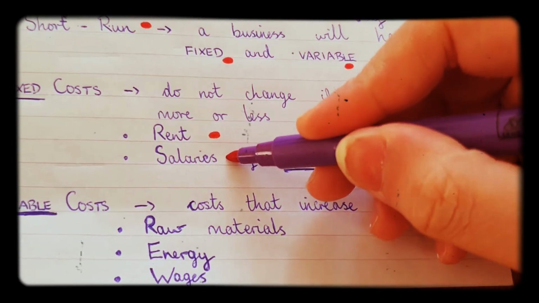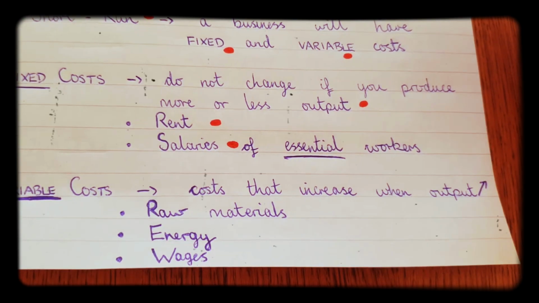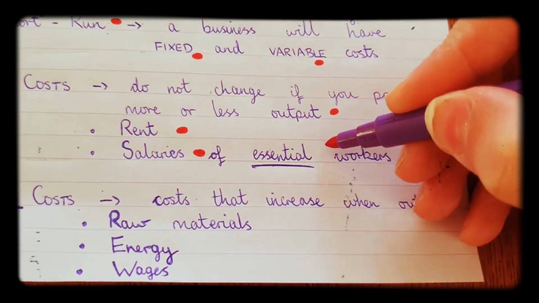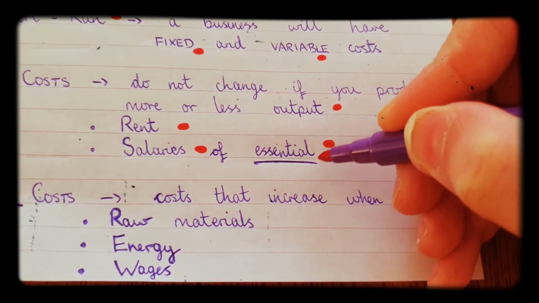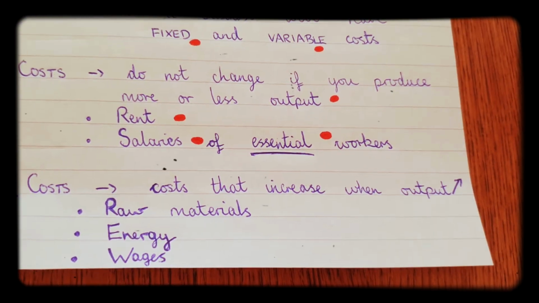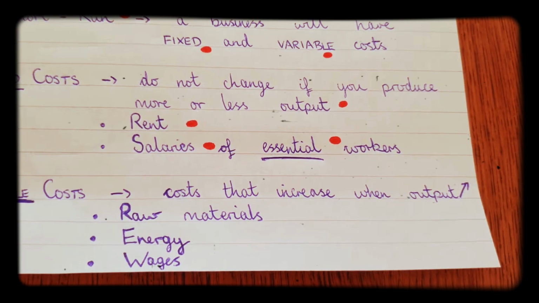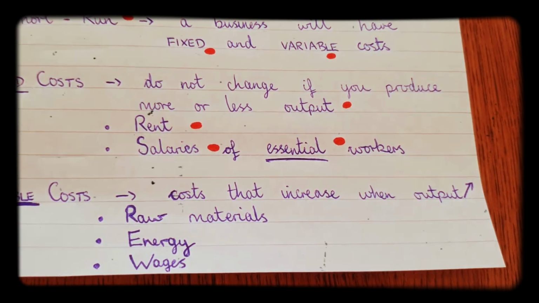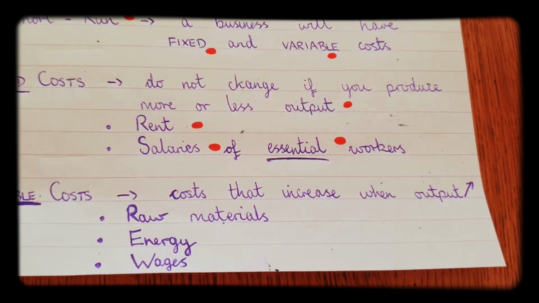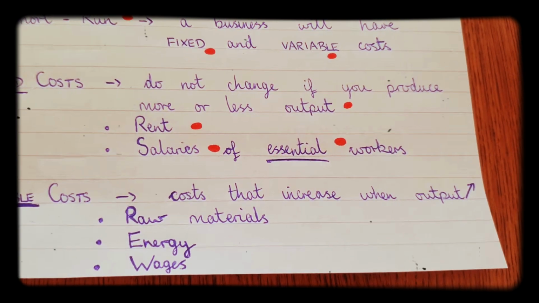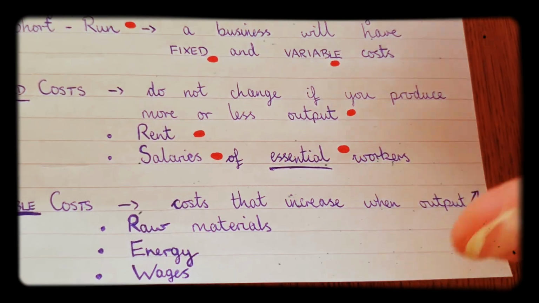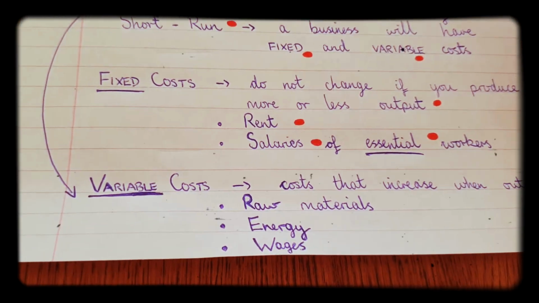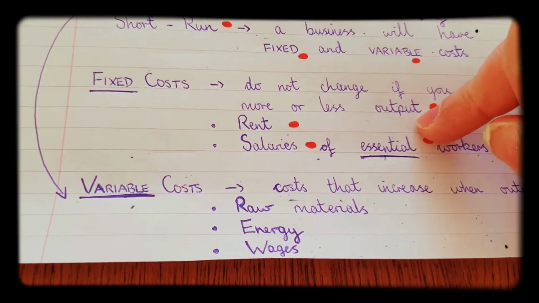Another example of a fixed cost would be salaries that you need to pay for the essential workers of the business. So if you were not paying these essential workers to work for you, then the business would not be able to function. So a fixed cost might be a manager of the business. Without the manager, the business is going to close down. So these are the examples of fixed costs.